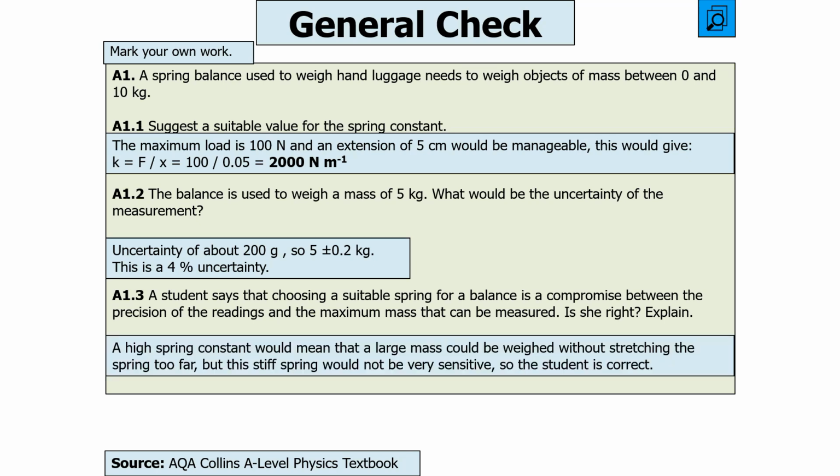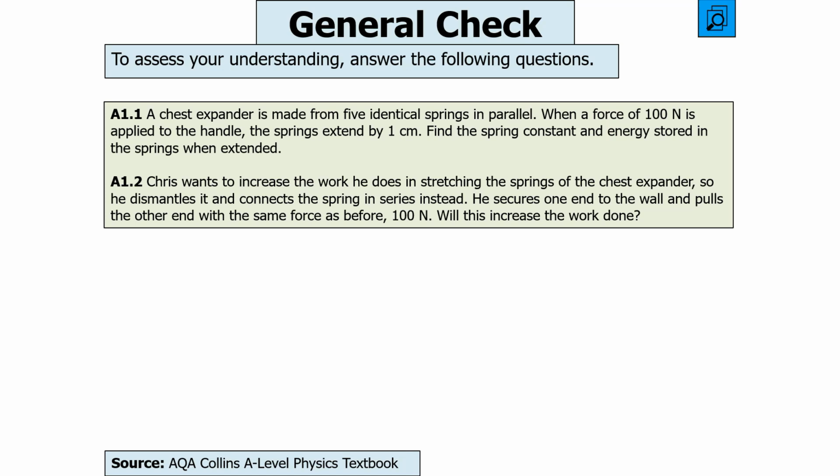Now, a high spring constant would mean that a large mass could be weighed without stretching the spring too far, but this stiff spring wouldn't be very sensitive, so you wouldn't get a great variation in your results. Therefore the student is correct. The next question says a chest expander is made from 5 identical springs in parallel.